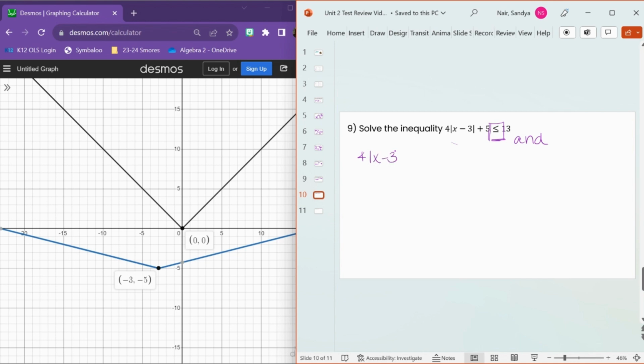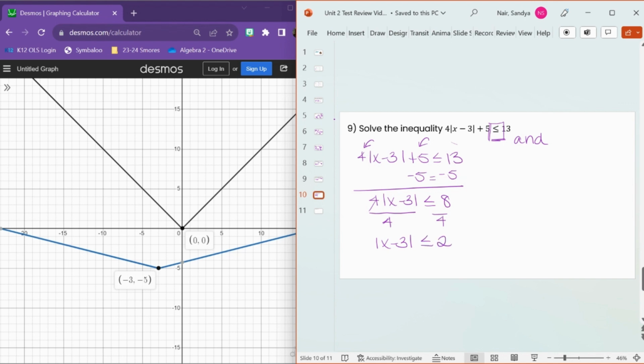So we have 4 times the absolute value of x minus 3, plus 5, is less than or equal to 13. To get that absolute value by itself, I need to get rid of that 4 and I need to get rid of the plus 5. So we always add or subtract before we multiply or divide. I'm going to subtract 5 first. And when I do that, I get 4 times the absolute value of x minus 3 is less than or equal to 8. The absolute value is still not by itself because I need to get rid of that 4, so I'm going to divide both sides by 4. That gives me the absolute value of x minus 3 is less than or equal to 2.